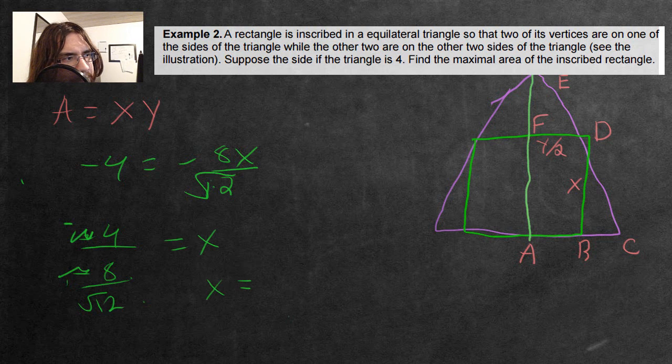X is going to equal square root 12 multiplied by 4 divided by 8, which is going to give me a half. So it's just going to be literally square root 12 divided by 2. And that's going to be what x is equal to.